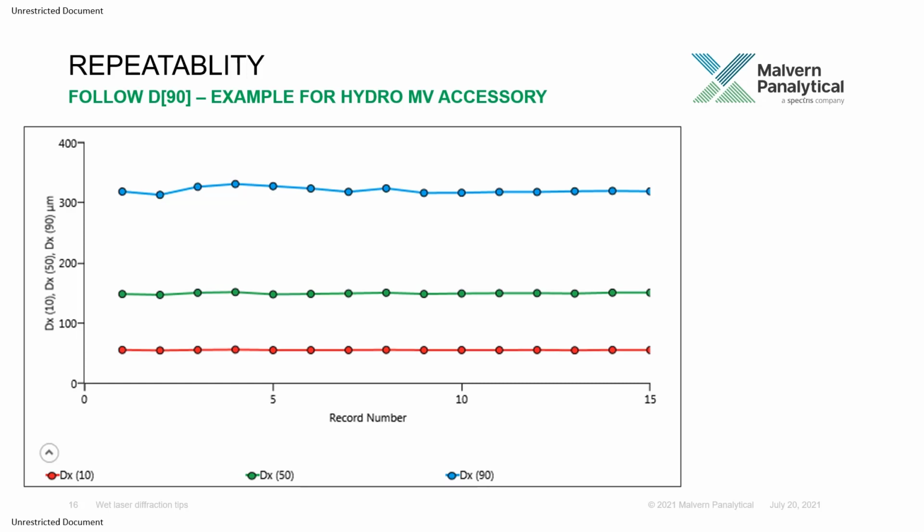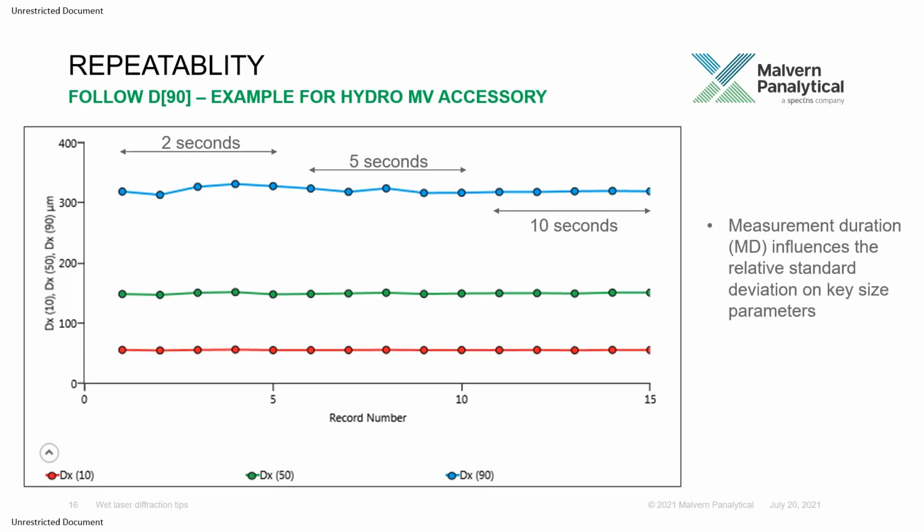Here is an example repeatability analysis for a sample measured for 15 consecutive measurements. The first 5 measurements are 2 seconds long each. The next 5 measurements are 5 seconds long each, and the last 5 measurements are 10 seconds long each. While D10 and D50 are stable overall, the best stability in D90 is obtained for measurements which are 10 seconds long each. So, measurement duration influences the relative standard deviation on key size parameters, and D90 is the most sensitive parameter to measurement duration.